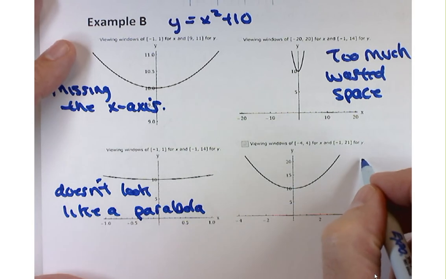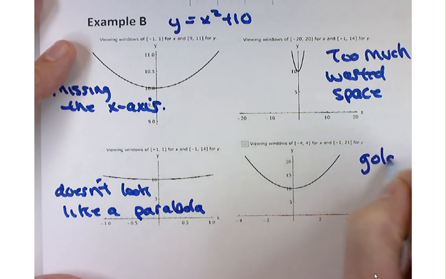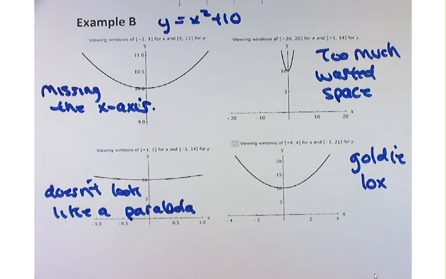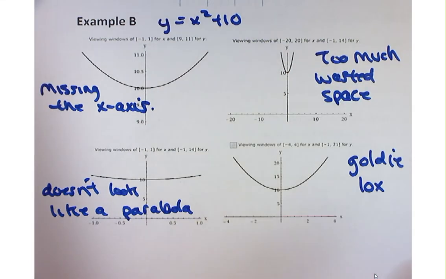What do you think about the last one? Perfect. Yeah, that one's the Goldilocks one. Just right. Not too hard, not too soft, just right. Yeah, that one's looking pretty good. So that's just a rough pass at some of the things that you can see when you're graphing these kinds of problems.